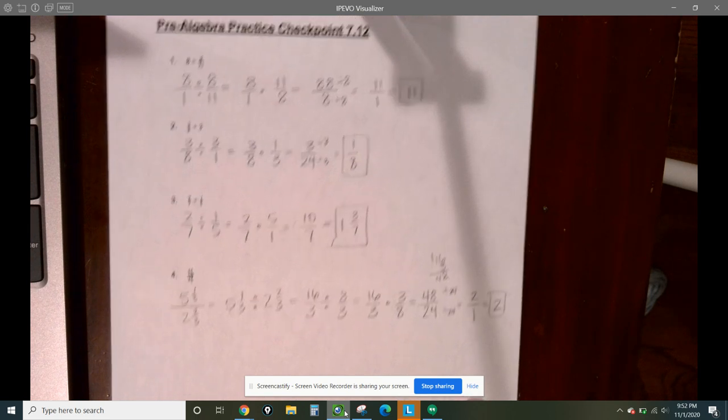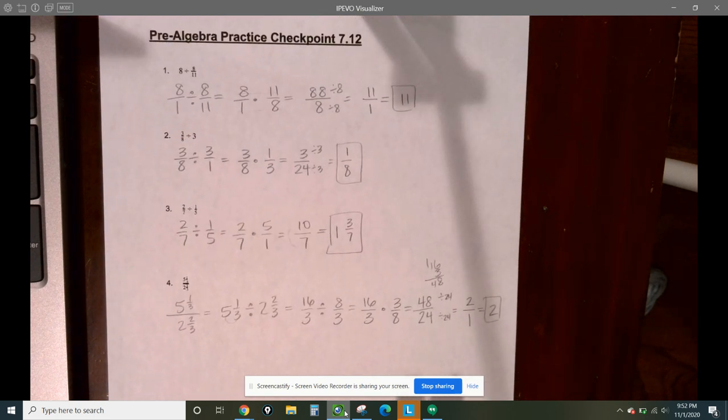All right, so if you feel good about this dividing fractions, go ahead and take your checkpoint now. If you still need more help, you can call, text, IM, email, and get some more help from me before you take your checkpoint.